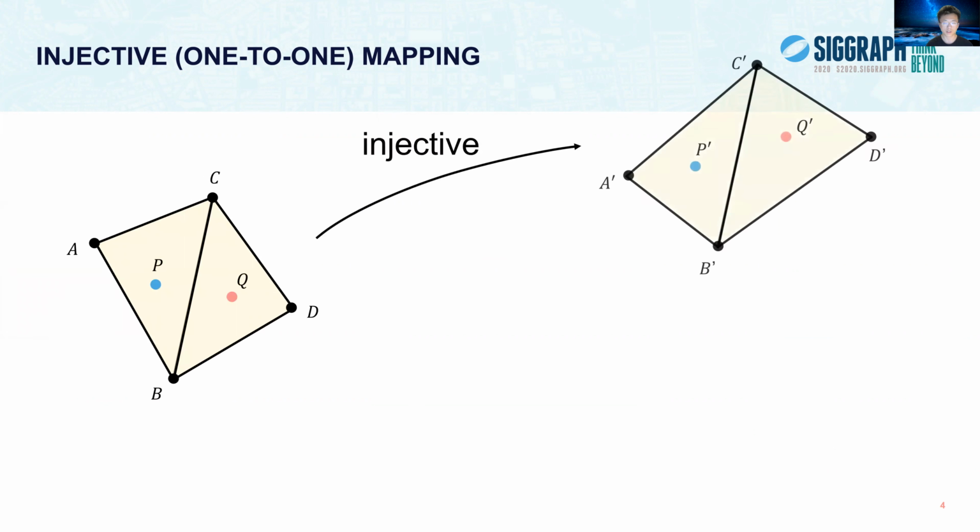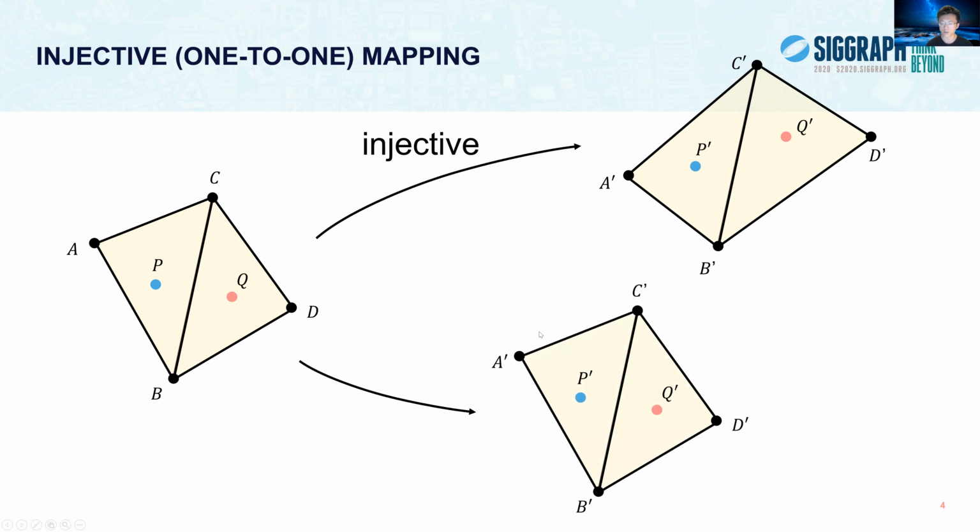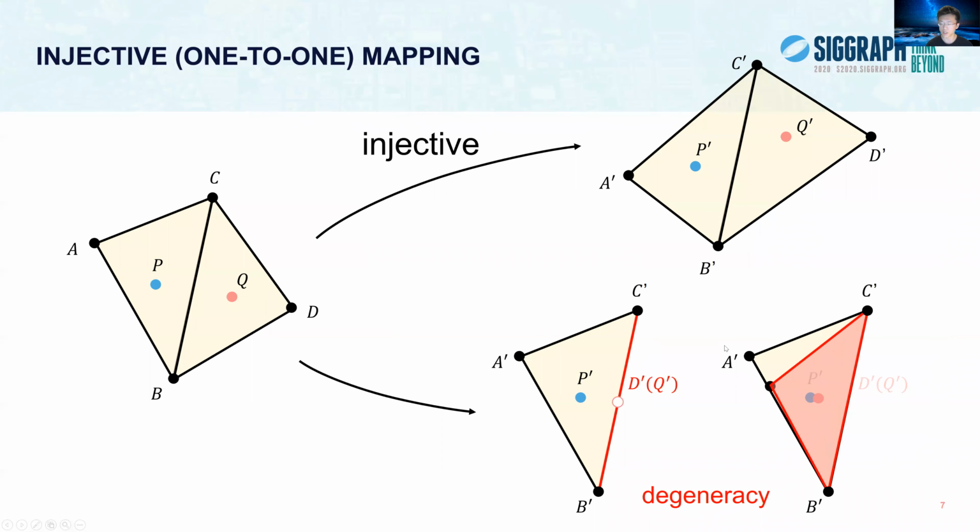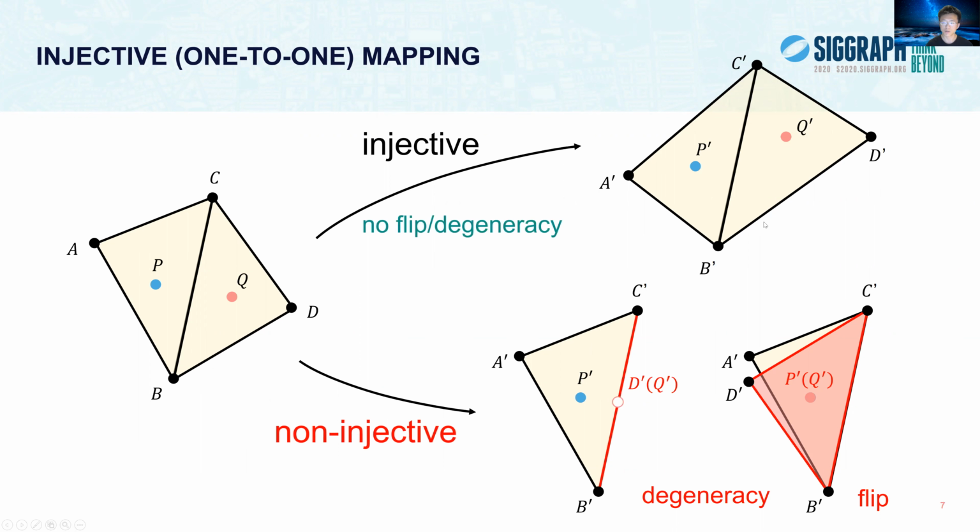In both these applications, an injective, a so-called one-to-one mapping, is crucial because it ensures the information carried is well preserved. An injective mapping carries two different points in the source to two different points in the target. However, if one of the triangles gets collapsed to a degenerate one, or even further, to be flipped, the mapping is no longer injective. So for the mapping to be injective, you should guarantee there is no flip or degeneracy in the target.